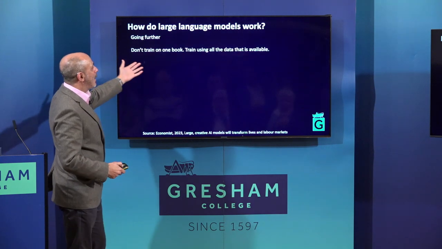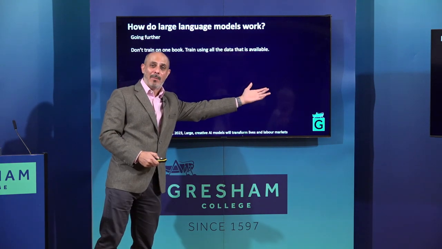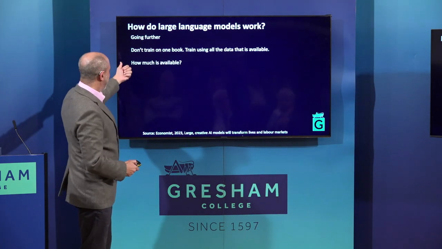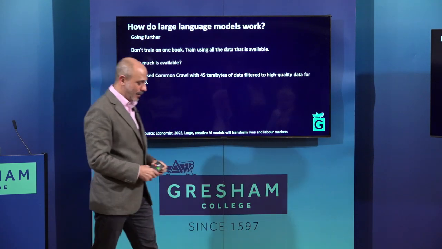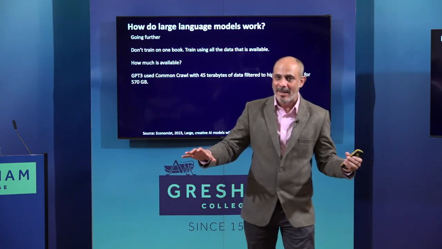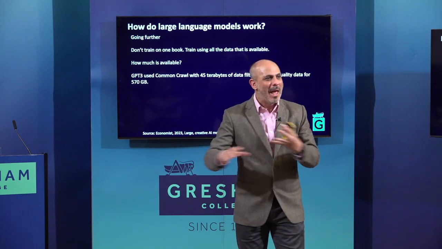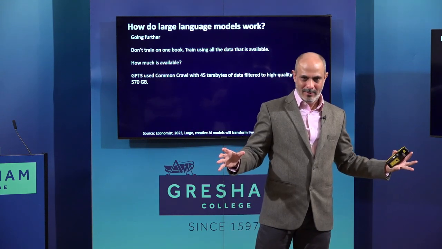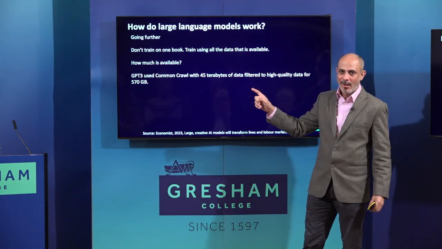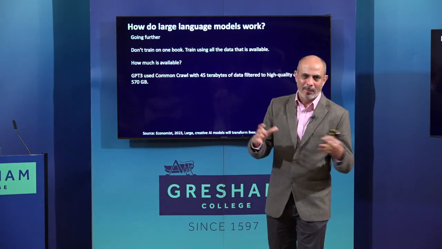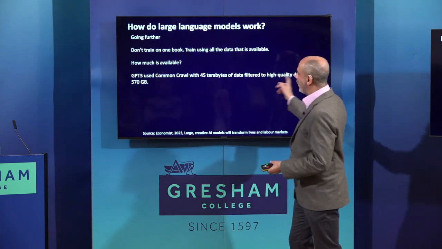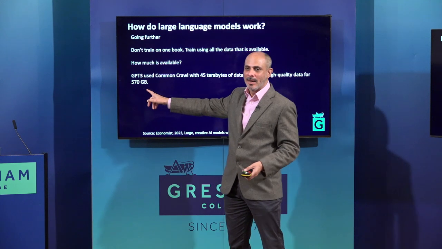You basically train using all the data that's available. How much data is available? Let's start with ChatGPT 3. It used something called Common Crawl, which basically crawled through the internet, collecting data from everywhere it went, right? And how much did it end up with? 45 terabytes of data. Unfortunately, the internet is filled with a bunch of garbage, so they cleaned out all the garbage, and they got it down to high-quality data of about 570 gigabytes.